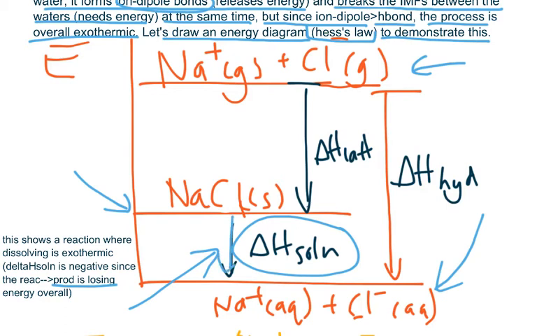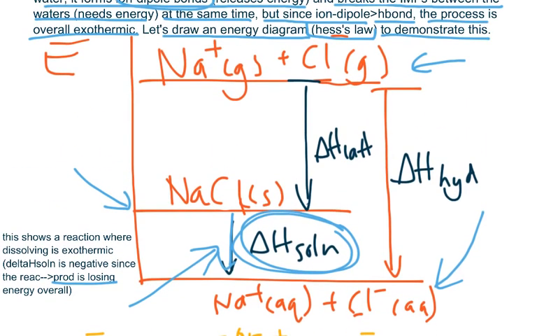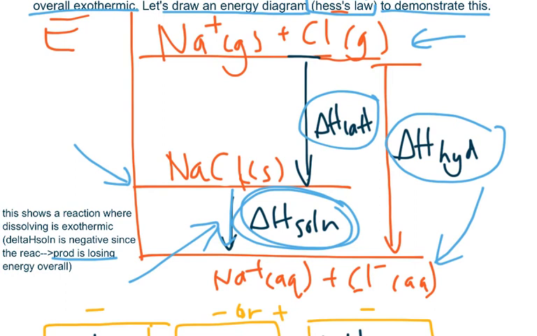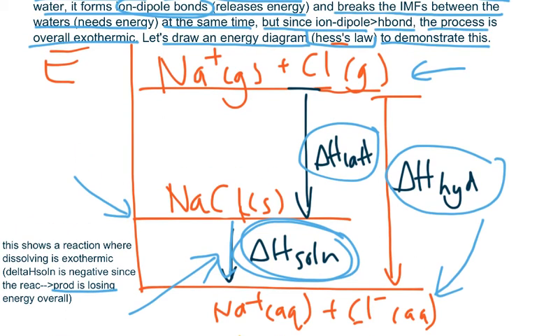So this is an example of an exothermic reaction for the delta H of solution. So let's talk about how this diagram works. The delta H of lat, as we know, is when the gaseous ions turn into the solid. The delta H of hydration is when the gaseous ions turn into the aqueous components, and you see that these 2 arrows, the delta H of lat arrow and the delta H of solution arrow, both add up to equal the delta H of hydration arrow.